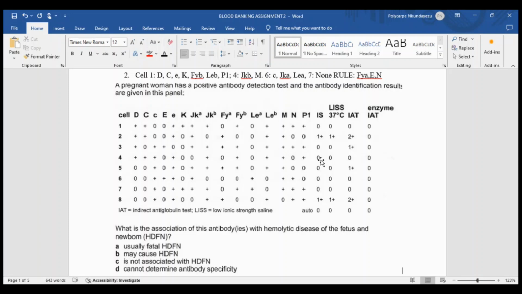Why is it the Phi A? I mean, why is it not capital E antigen? Because capital E antigen is also a Rhesus antigen, and it can also be associated with the same thing. Why is it not capital E?